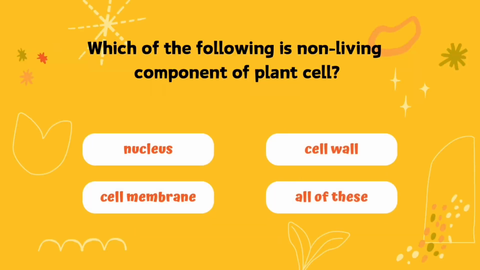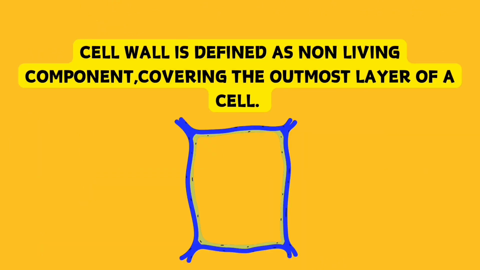Have a look at the next question. Which of the following is a non-living component of a plant cell? The options include nucleus, cell wall, cell membrane, or all of these. The answer is cell wall. A cell wall is defined as a non-living component covering the outermost layer of a cell.